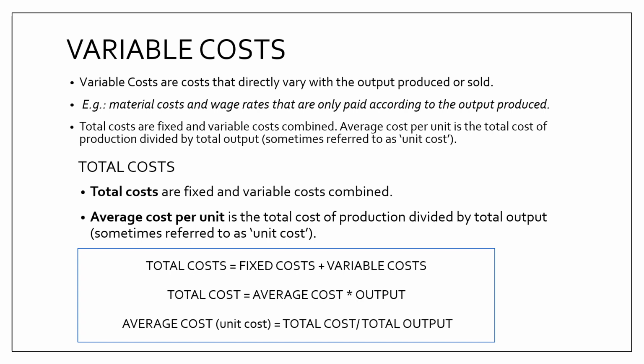So, what are total costs? Total costs are fixed and variable costs combined. And what is average cost per unit? Average cost per unit is the total cost of production divided by the total output. So it is sometimes referred to as unit cost. Hence, the formula for total cost equals fixed cost plus variable cost. Total cost equals average cost times output. So this is another formula for total cost. Hence, how do you find out the average cost? It is the total cost over total output.